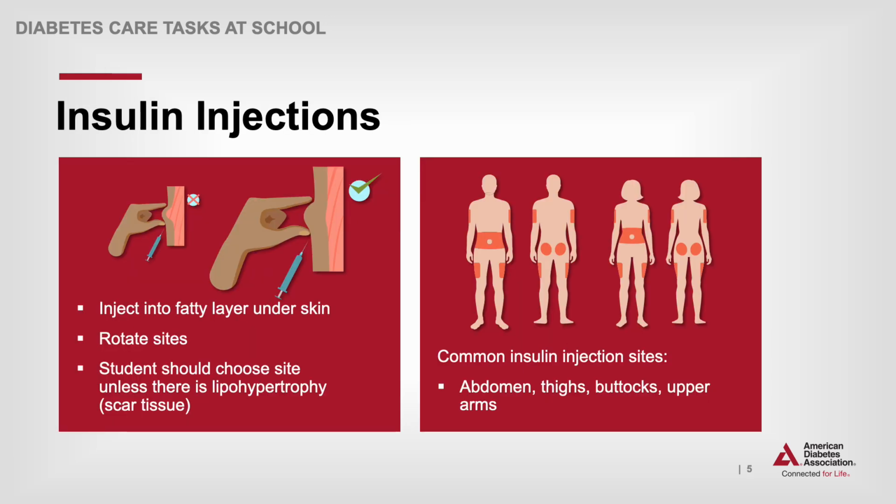Insulin works best when it is injected into a layer of fat under the skin above the muscle tissue. Rotating sites is important to insulin absorption. Common preferred sites are the abdomen, thighs, buttocks, and upper arms. Students should help choose injection sites.